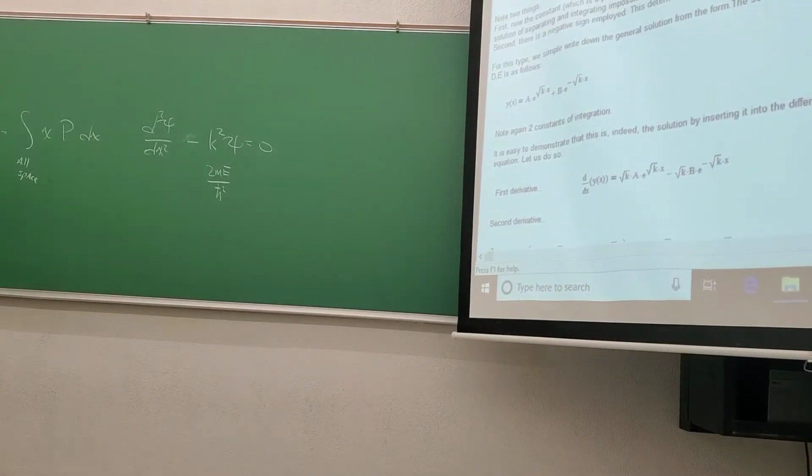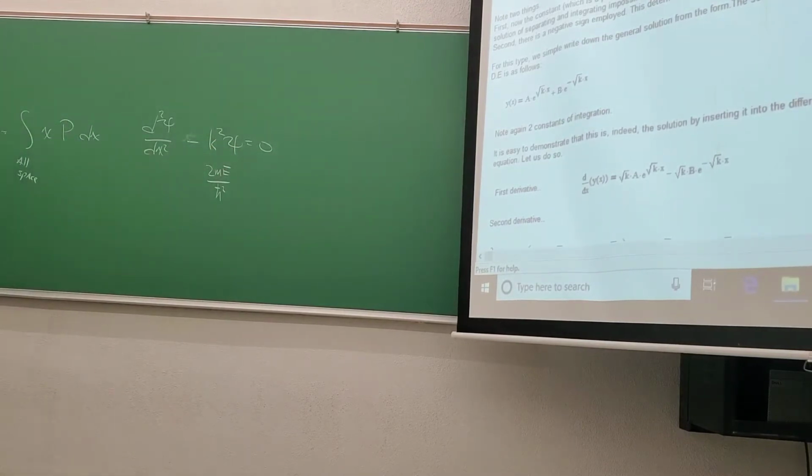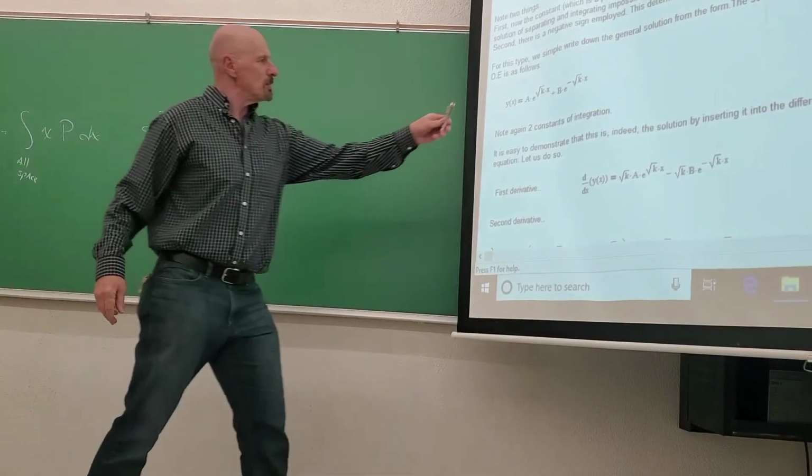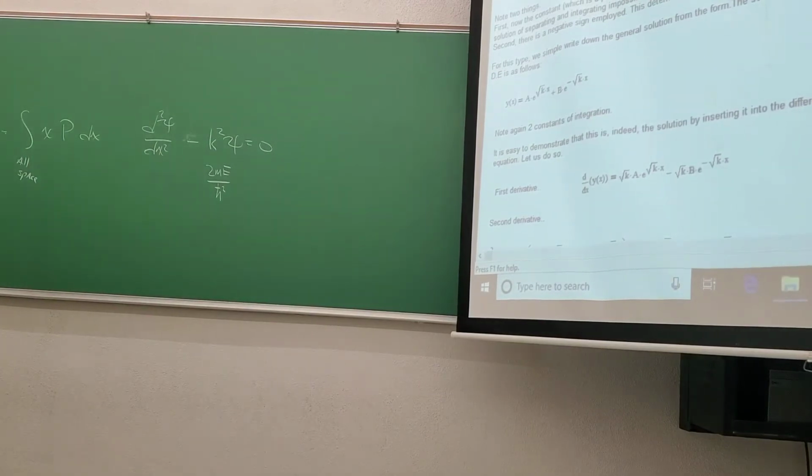But you have a second derivative, negative sign, constant times a wave function of the function again. You simply write down the answer as real exponents. Once again, two indeterminate constants which we evaluate by boundary or initial conditions.